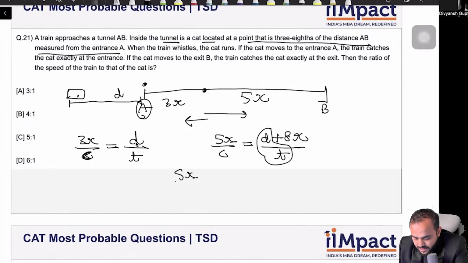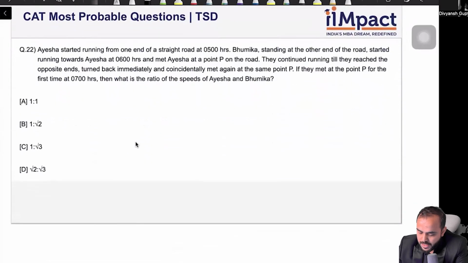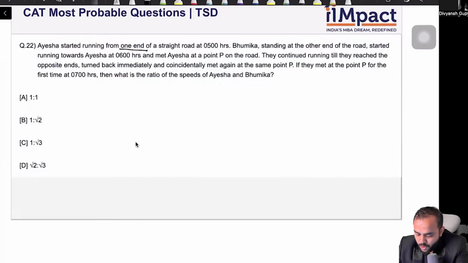So from here I can substitute d by t. I'll get 5x by c is equal to 3x by c plus 8x by t, which will give me, if I cancel x, 2 by c is equal to 8 by t, or t by c is equal to 4. The speed of the train to that of the cat is 4 is to 1. Option B.